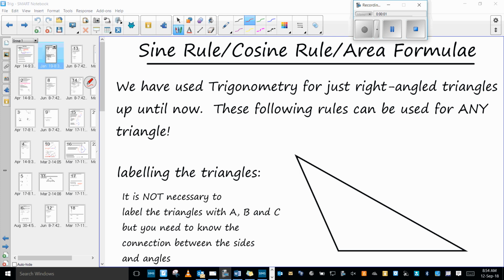GCSE. SOHCAHTOA only applies to right-angled triangles. So SOHCAHTOA is only for when the triangle has a right angle. The sine rule works for any triangle. Obviously it would also work for right-angled triangles, but for those, go with SOHCAHTOA if you can. Alright, so labelling the triangle.